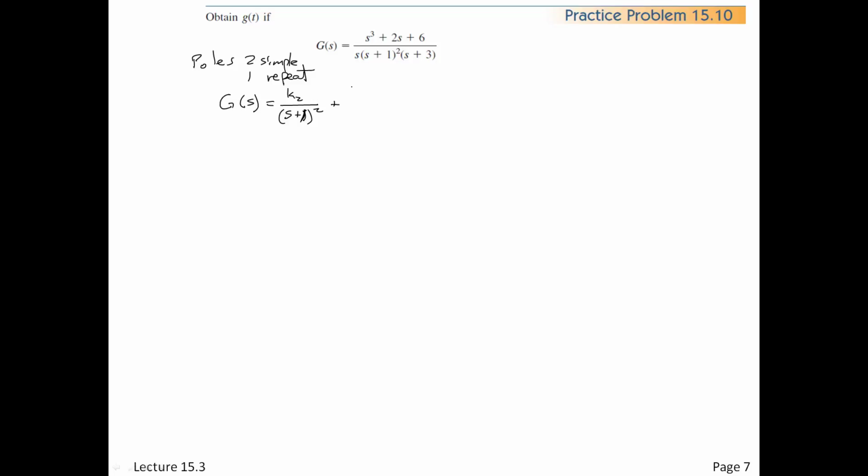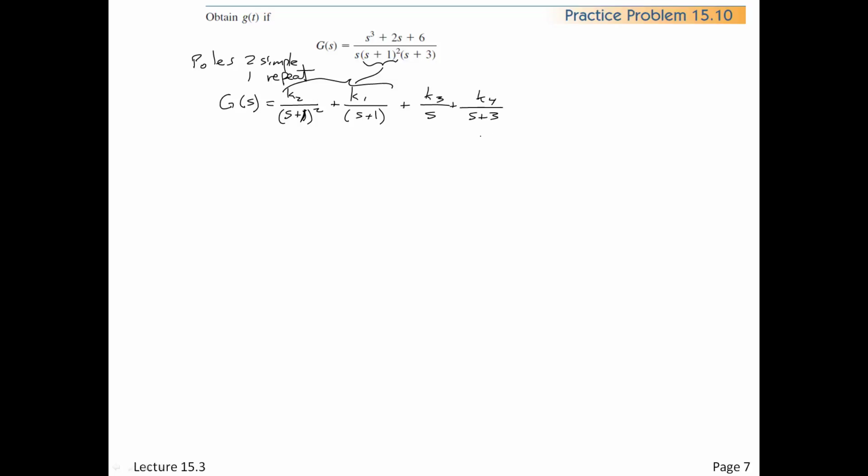plus k1. And I'm doing these anticipating what the expansion is going to be. So that takes care of the two terms that are going to result from this, right? Then I have to add k3 over s plus k4 over s plus 3.